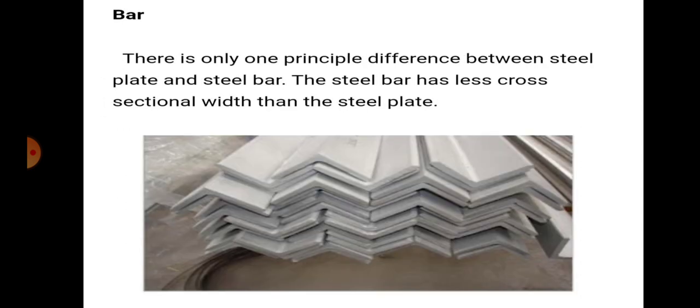And bar. There is only one principal difference between steel plate and steel bar. Steel bar has less cross section width than steel plate.